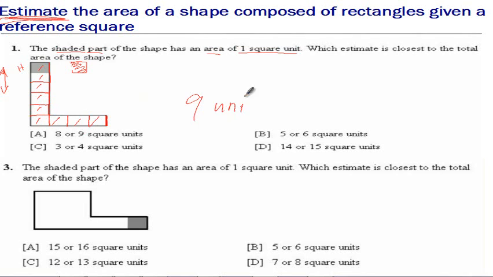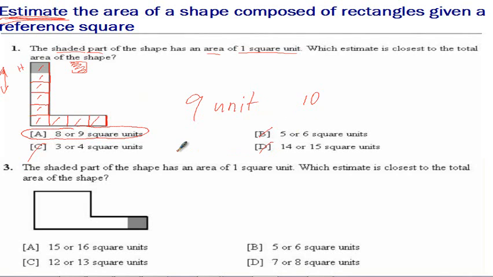I have 9 units. But that's why they give you the estimate of 8 or 9 squares. Units. Now, what if I would have gotten 10? See, look at the answers here. 5 or 6. That wouldn't be it. 14 or 15. That's way off, right? 3 or 4. That's way off. So, even though I have 10 units, these other answers are way off the margin. Alright?